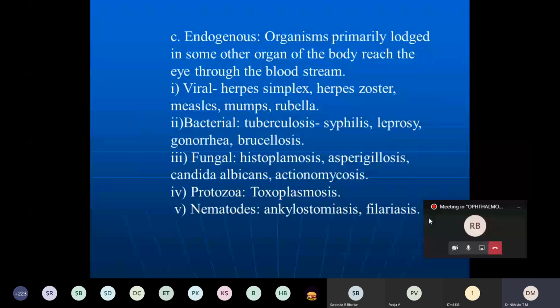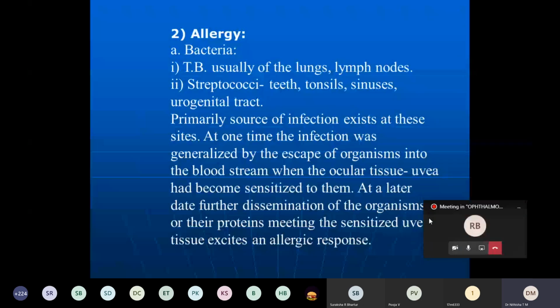Viral infections are due to herpes simplex, herpes zoster, measles, mumps, rubella. Bacterial can be tuberculosis, syphilis, leprosy, gonorrhea, brucellosis. Fungal are histoplasmosis, aspergillosis, Candida albicans, actinomycetes. Protozoal can be toxoplasmosis, and nematodes can be ankylostomiasis, filariasis.